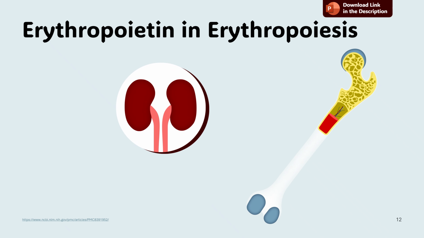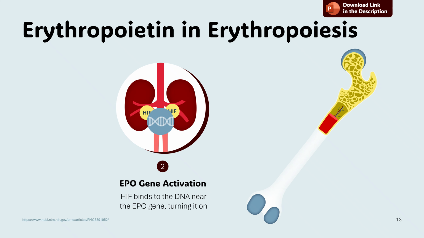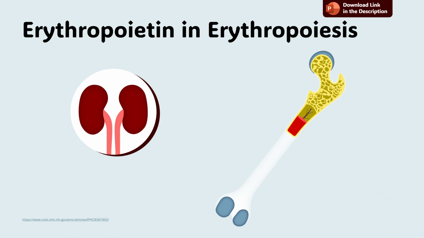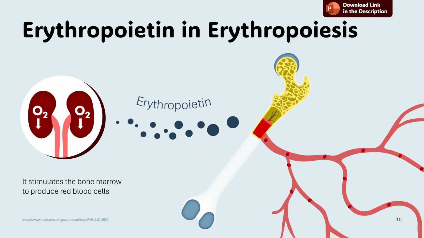When the body experiences low oxygen levels, a process called hypoxia, the body activates the hypoxia-inducible factor, HIF, which adjusts to these conditions. In response to hypoxia, HIF becomes active and binds to specific regions of the DNA near the erythropoietin EPO gene. This binding triggers the activation of the EPO gene, causing the production of erythropoietin. It is then released into the bloodstream, stimulating the bone marrow to produce red blood cells, ensuring that the body can efficiently transport oxygen to tissues and organs.